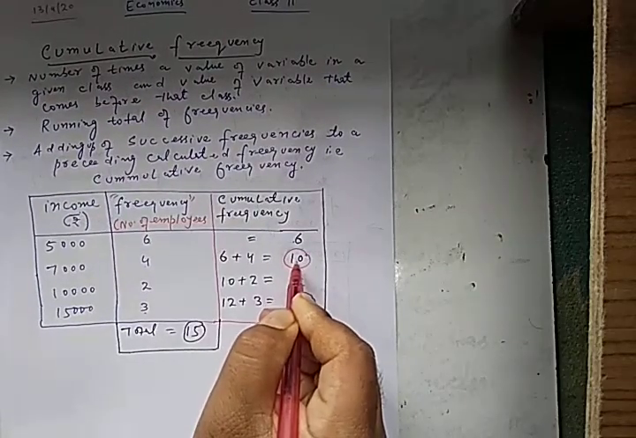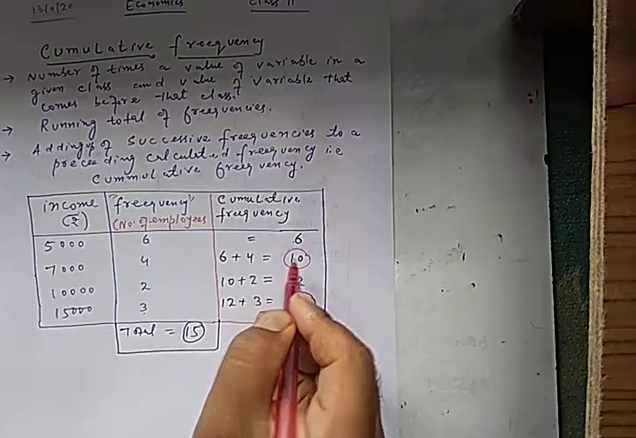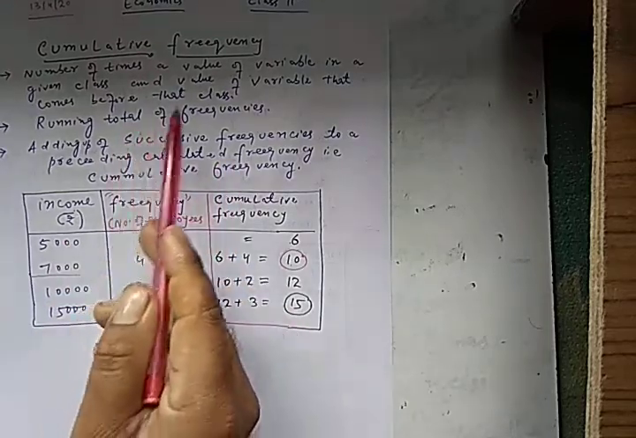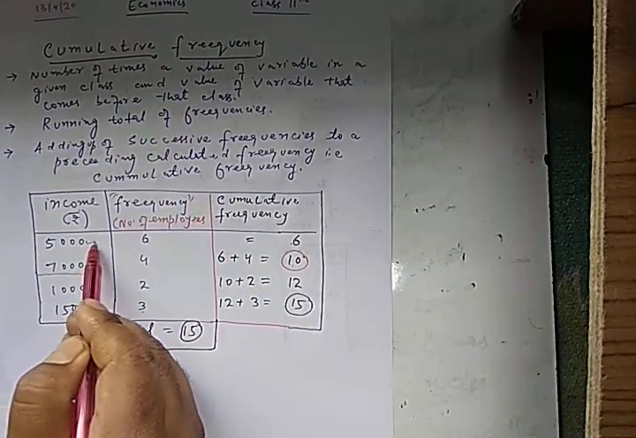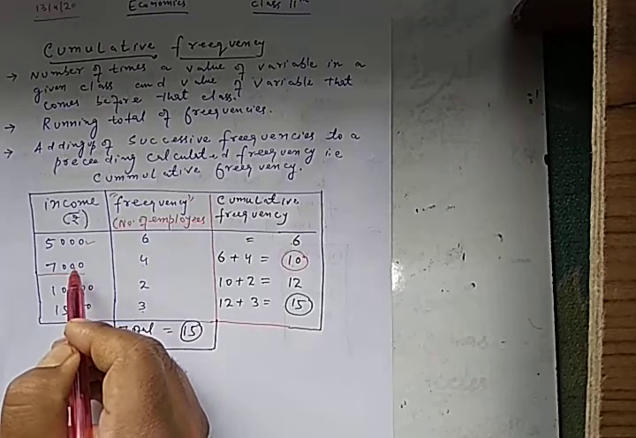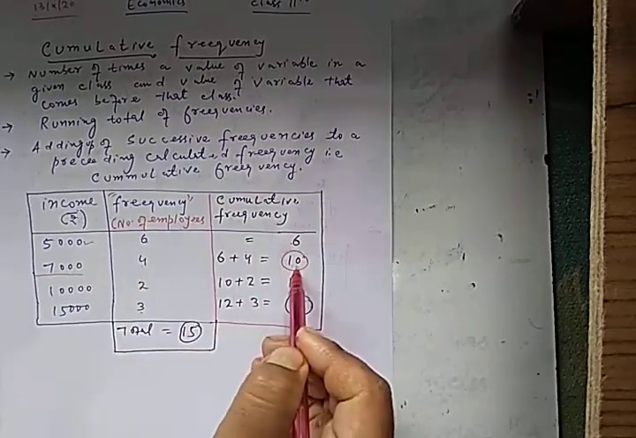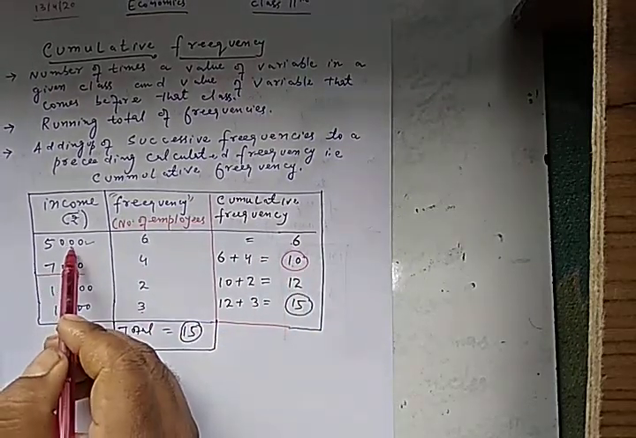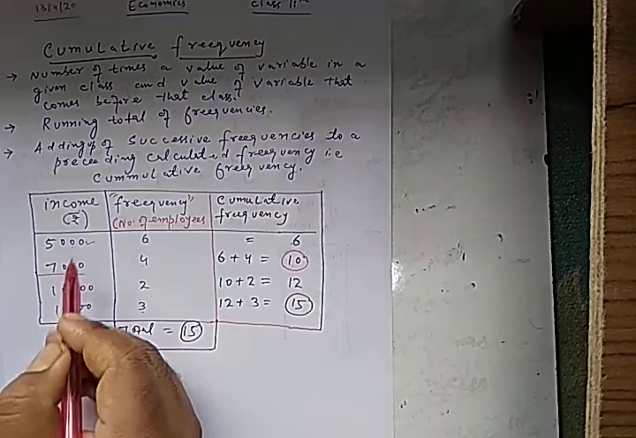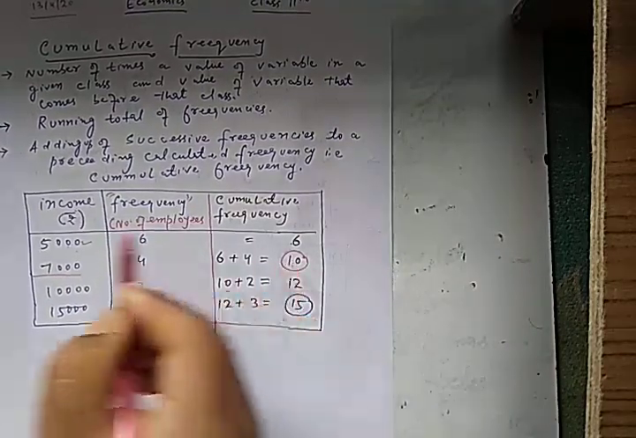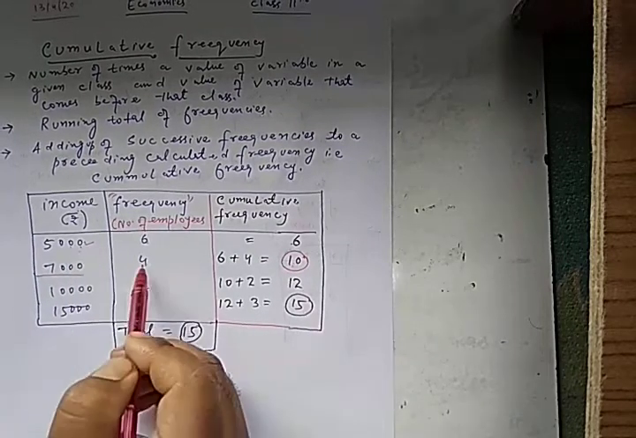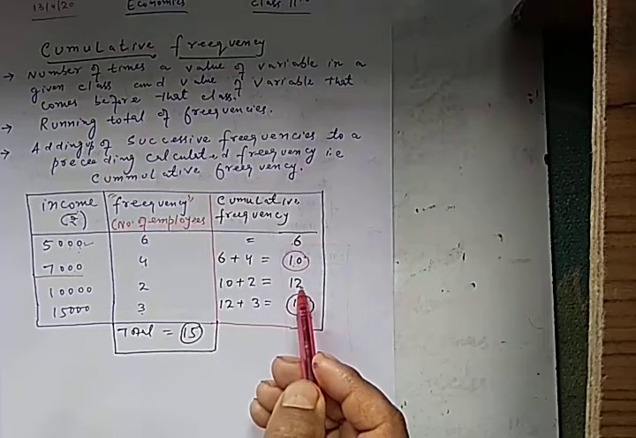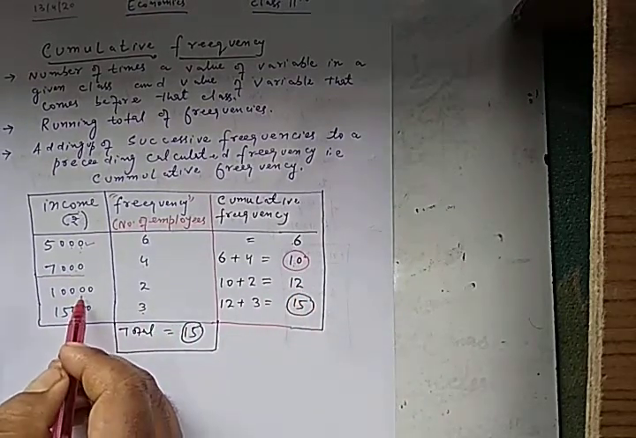It shows the number of times a value of the variable appears in a given class. This is a given class 7,000, and the values that come before that class. Before that class is the income equal to 5000, which means there are 10 employees whose income is 5000 and 7000, and out of this 10, 6 have income equal to 5000 and 4 have income equal to 7000.